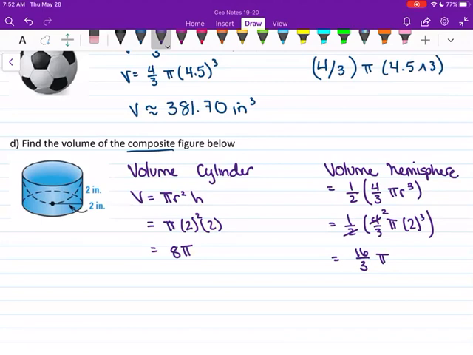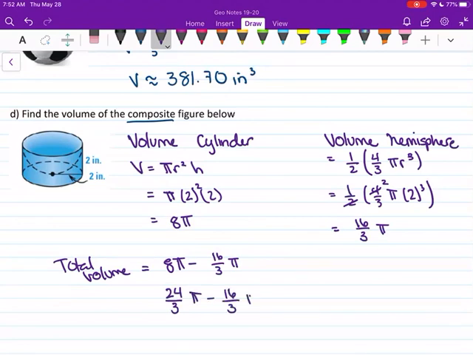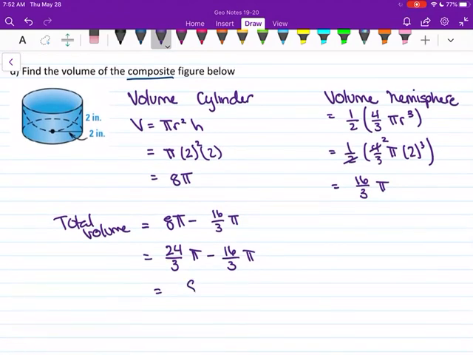Okay, so now let's think about this. So the cylinder is on the outside and the hemisphere is on the inside. So I am going to get 8 pi minus 16/3 pi. Okay, think about pi like a variable a little bit. Okay, so I now want to make this with common denominators. So my total volume, if I make those common denominators, I get 24/3 pi minus 16/3 pi. So my final answer is going to be 8/3 pi. And my units here are inches cubed.